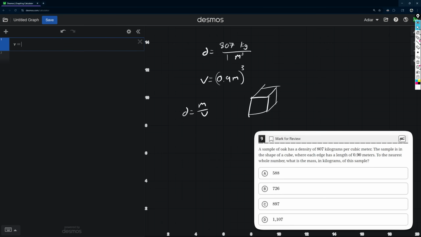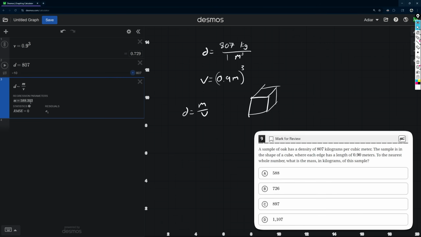We get volume equals 0.9 cubed, meters cubed, and we get density is 807. And we can just go density is mass over volume. And we get a mass of 588.